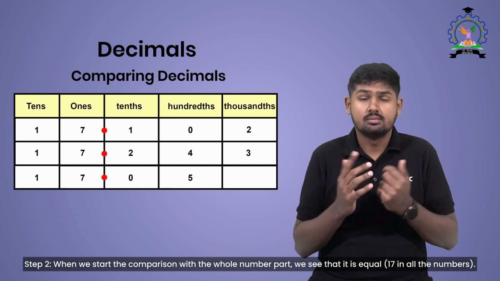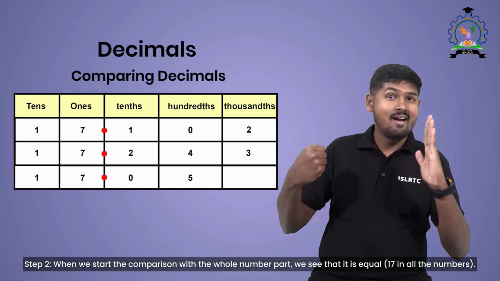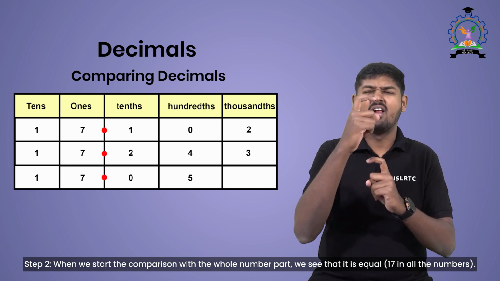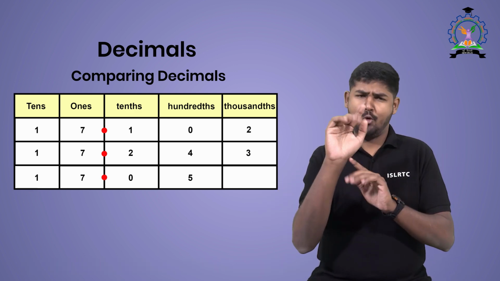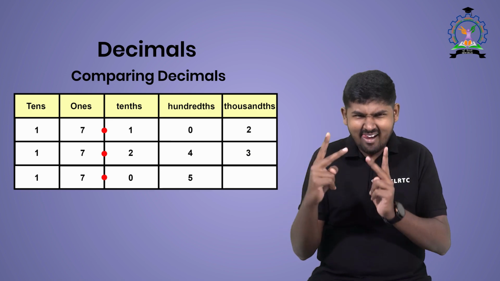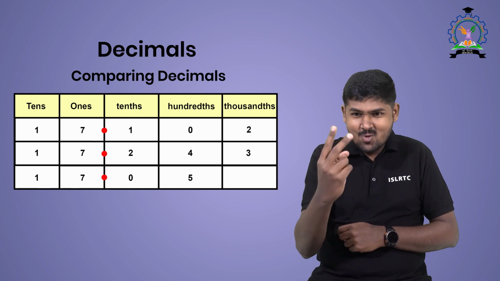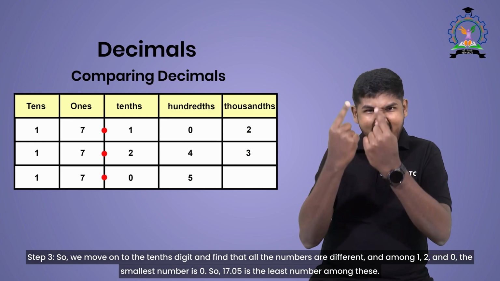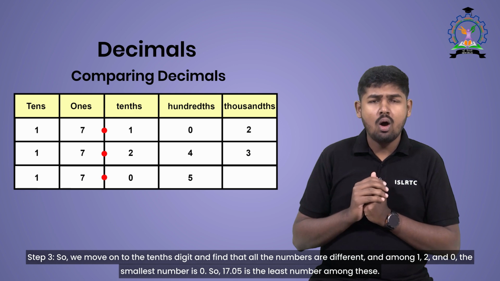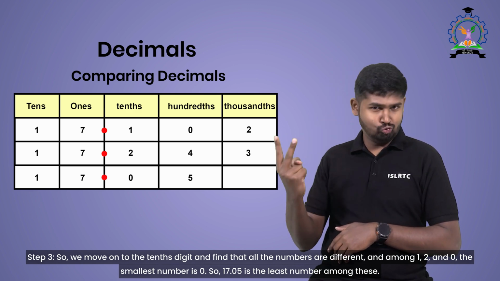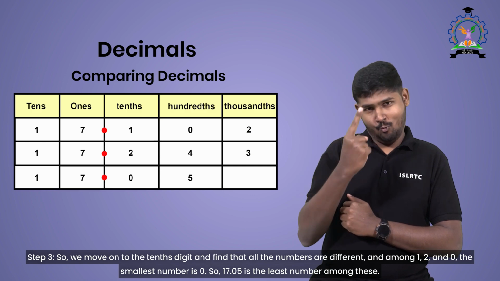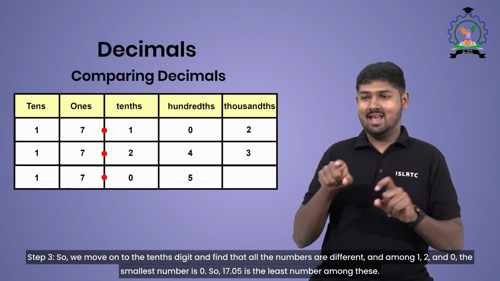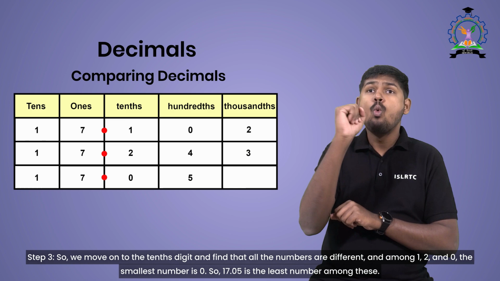Step 2. When we start the comparison with the whole number part, we see that it is equal, 17, in all the numbers. Step 3. So, we move on to the tens digit and find that all the numbers are different, and among 1, 2 and 0, the smallest number is 0. So, 17.05 is the least number among these.